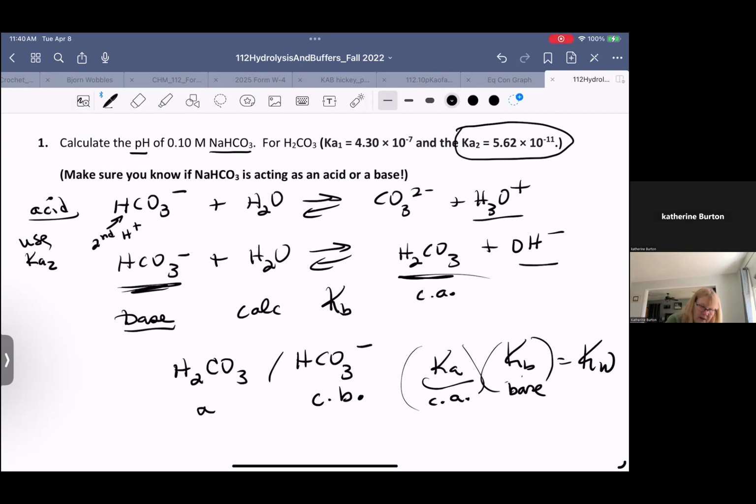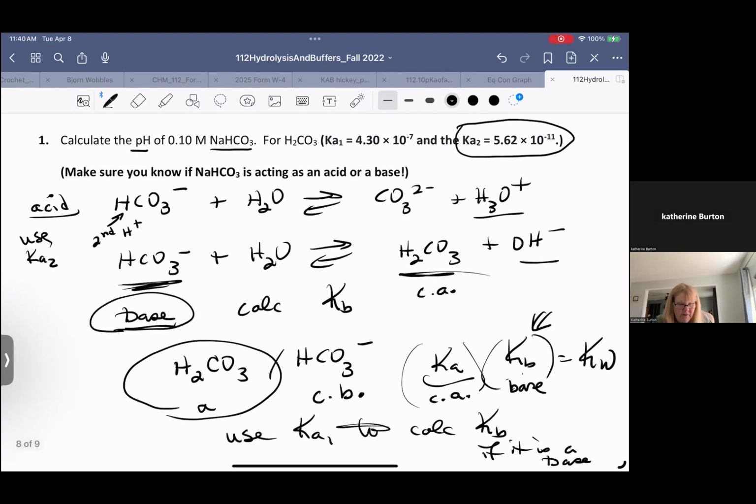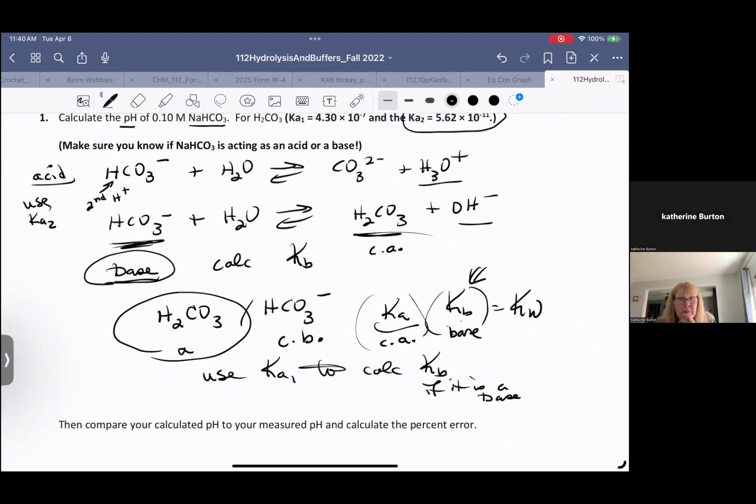But the key here is that if you are working with the idea that bicarbonate is a base, you are going to have to calculate Kb. And to do that, because this is the acid portion, you are going to use Ka1 to calculate Kb. If we're assuming that bicarbonate is acting as a base rather than the acid, you're going to be able to tell that from your pH, so make sure you use the right one.